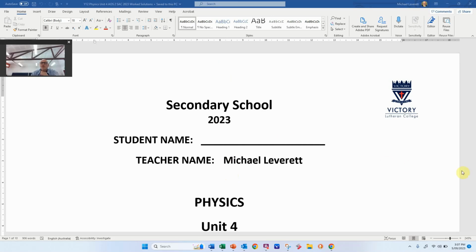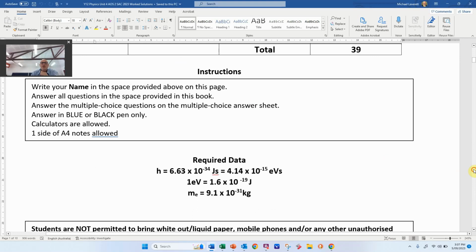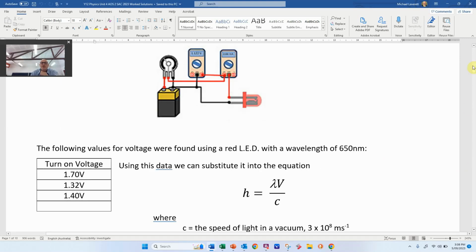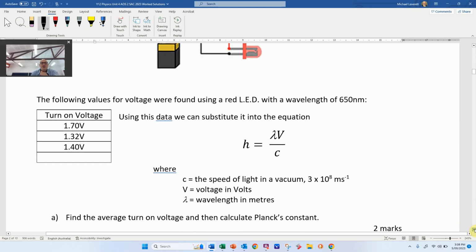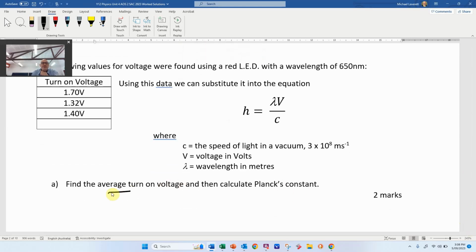So, first question on this SAC is pretty straightforward. It's asking us to find the average turn on voltage, and then calculate Planck's constant. So the first thing, 1.7 plus 1.32 plus 1.4 divided by 3, and that gives us 1.47. 1.47, and that's in volts. So 1 mark for that.